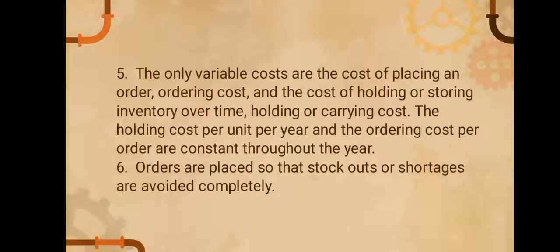Fifth, the only variable costs are the cost of placing an order, ordering cost, and the cost of holding or storing inventory over time, holding or carrying cost. The holding cost per unit per year and the ordering cost per order are constant throughout the year. And lastly, orders are placed so that stockouts or shortages are avoided completely. So, when these assumptions are not met, adjustments must be made to the EOQ model.